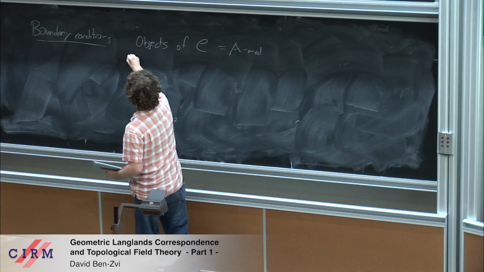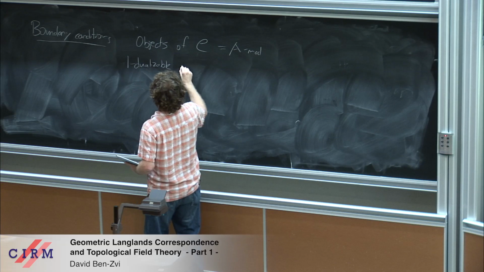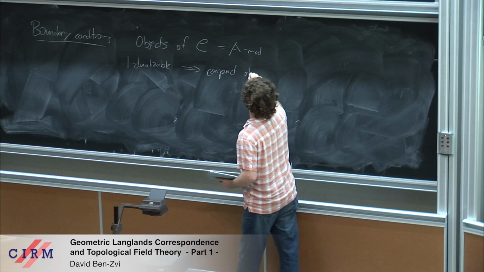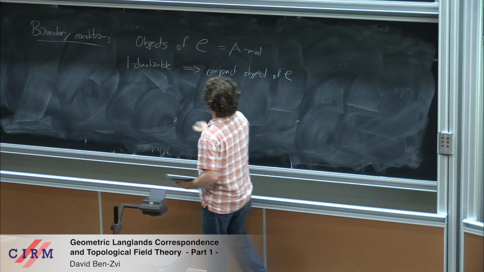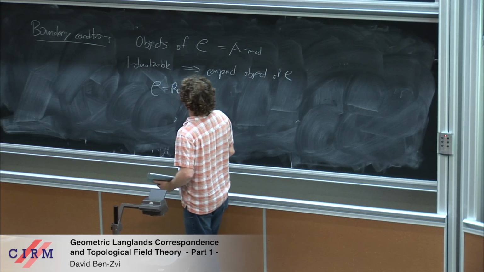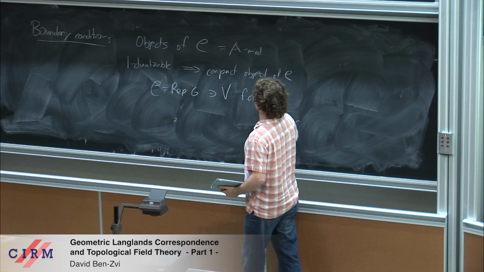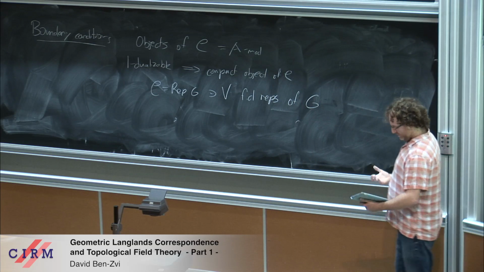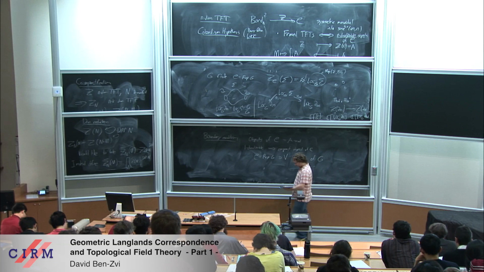And for them to be one dualizable boundary conditions means that I have to have a compact object of C. So in the Rep G case, my one dualizable boundary conditions are just going to be finite dimensional representations of the group. So given a representation of the group, it defines the local boundary condition. Now, what is this good for?